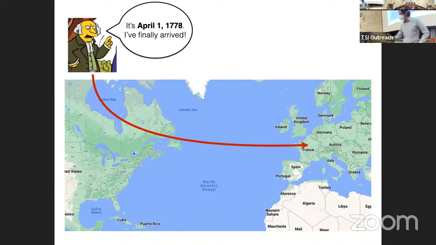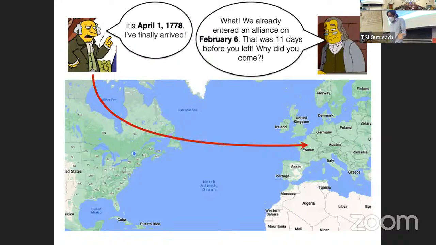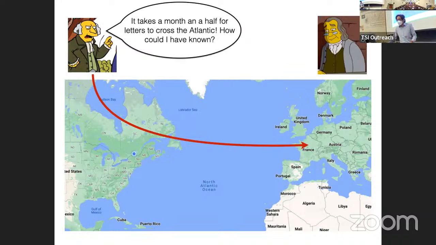And he arrives, and maybe it's fitting that he arrived on April Fool's Day, because when he got there, Benjamin Franklin said, what? We had an alliance in place on February 6th. That was 11 days before you left. Why did you come? And John Adams, very logically, said, look, it takes a month and a half for letters to cross the Atlantic. How could I possibly have known that you had negotiated this alliance?